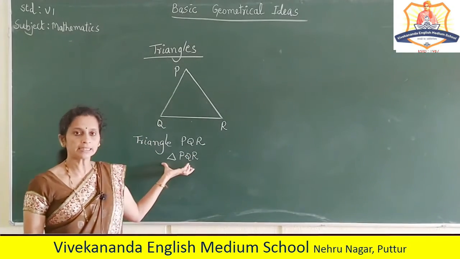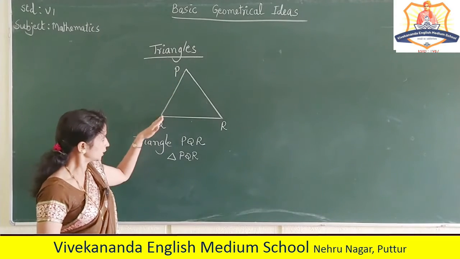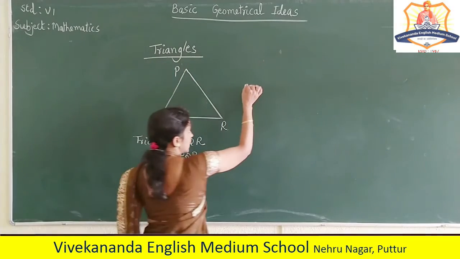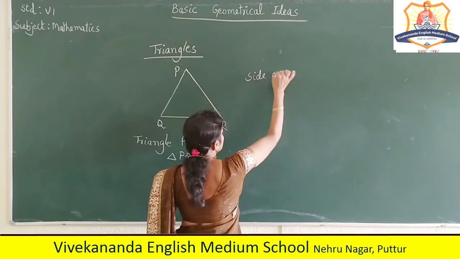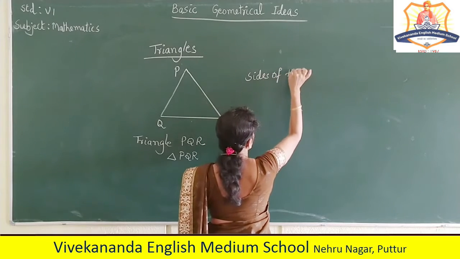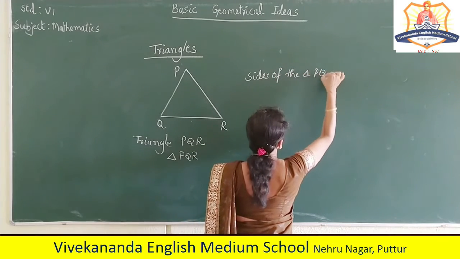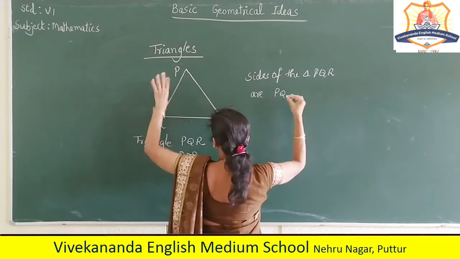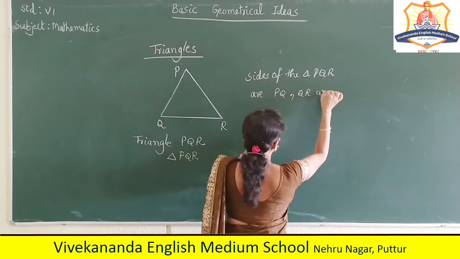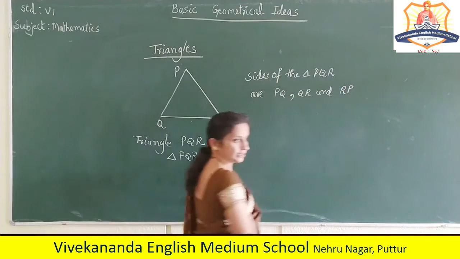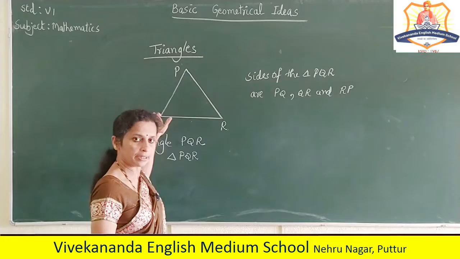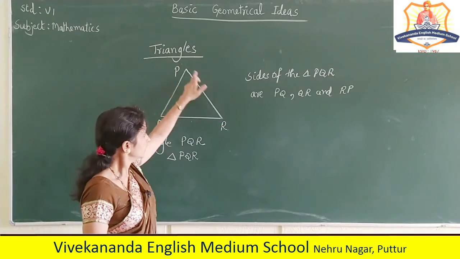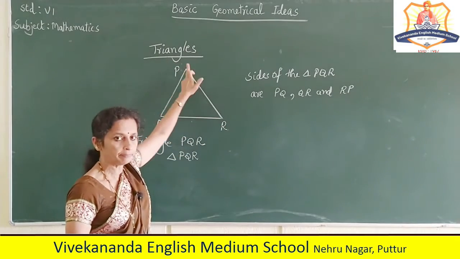And here you can see 3 sides. Which are the 3 sides? PQ, QR and RP. So sides of the triangle PQR are PQ, QR and RP, or instead of PQ you can name it as QP, instead of QR you can name it as RQ, both are one and the same. Instead of RP you can name that PR.